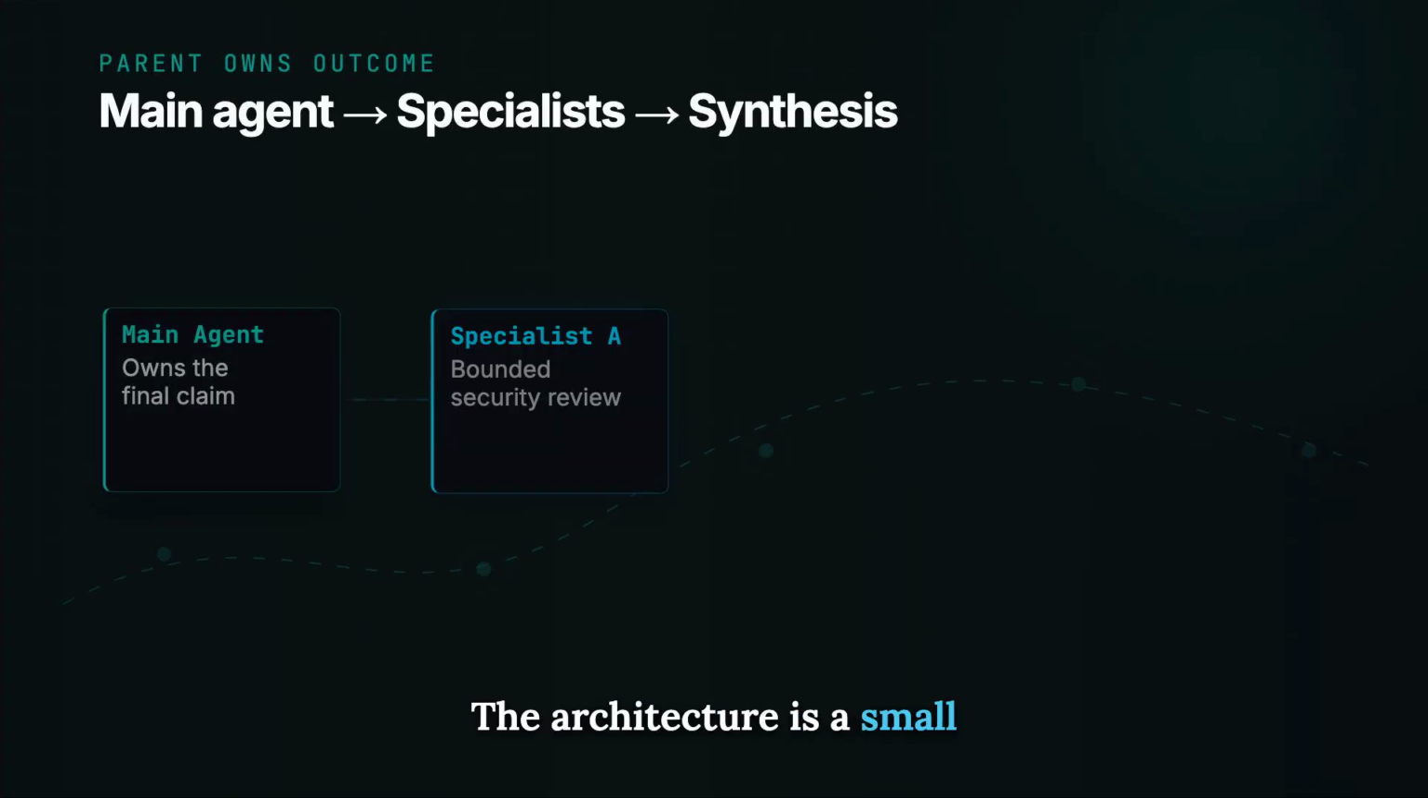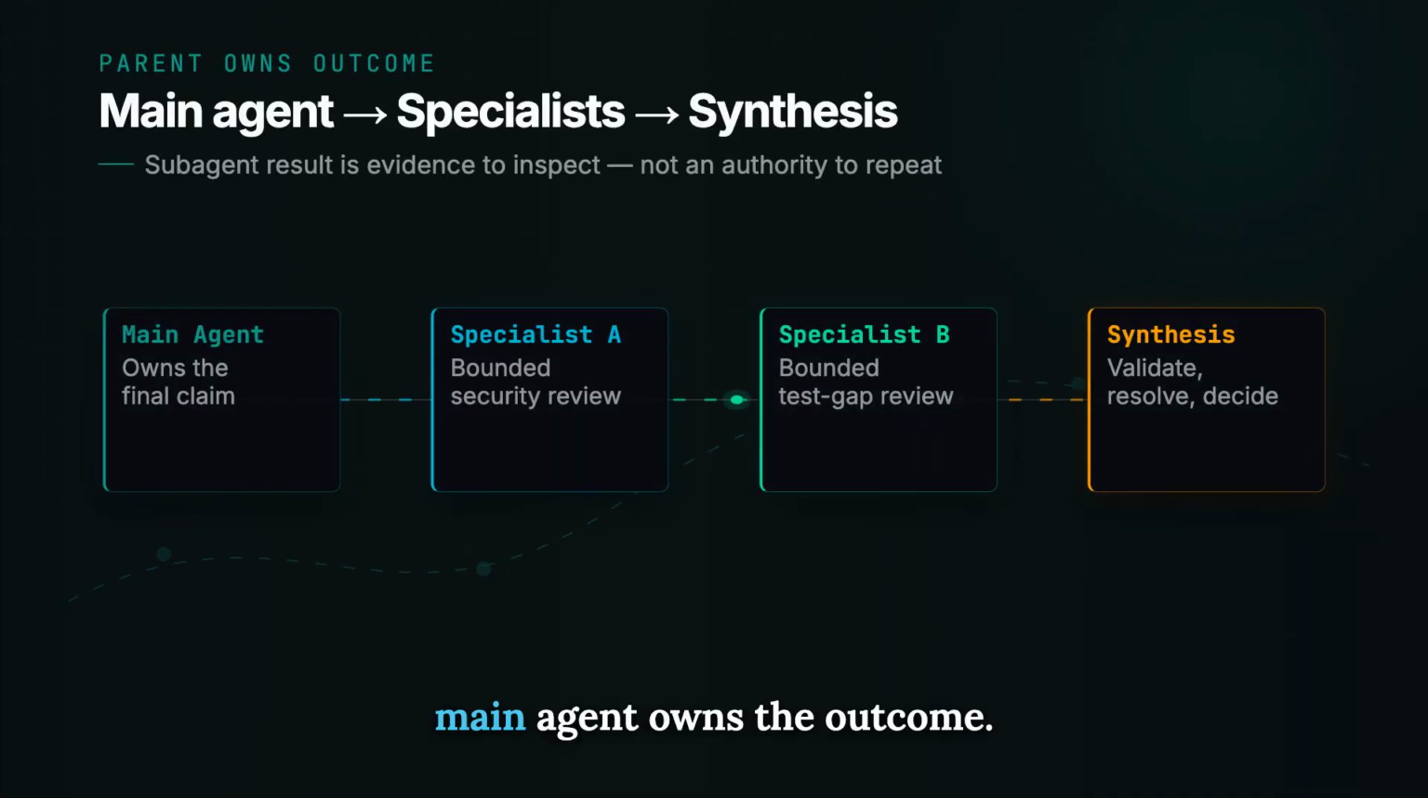The architecture is a small tree. The main agent owns the outcome. It dispatches a specialist A for a bounded security review and a specialist B for a bounded test gap analysis. Each specialist runs in its own context, returns a compact contract, and exits. The main agent then validates every claim, resolves conflicts between the 2 reports, and synthesizes the final answer.